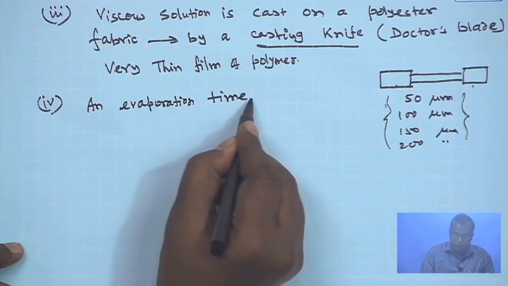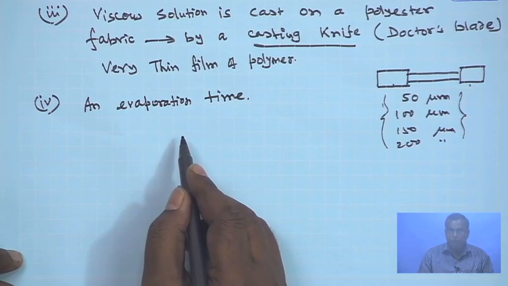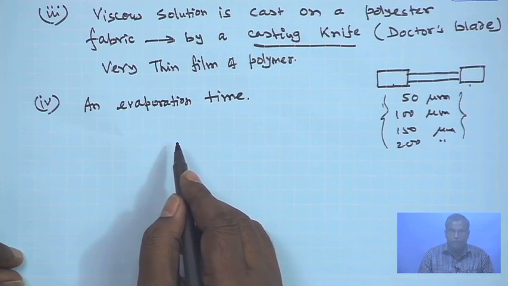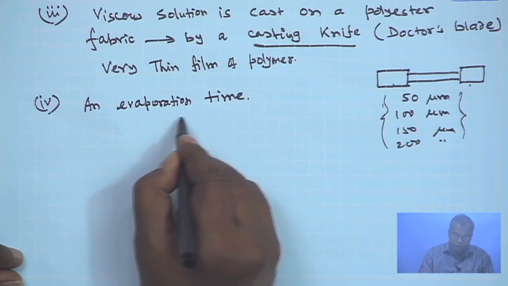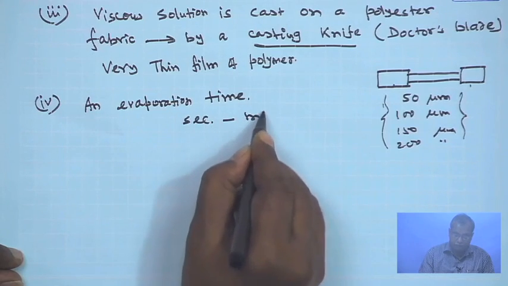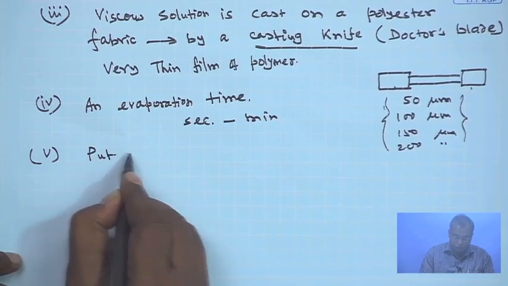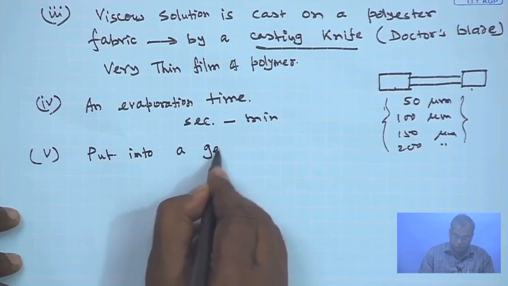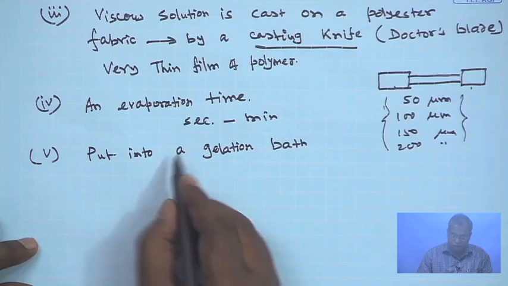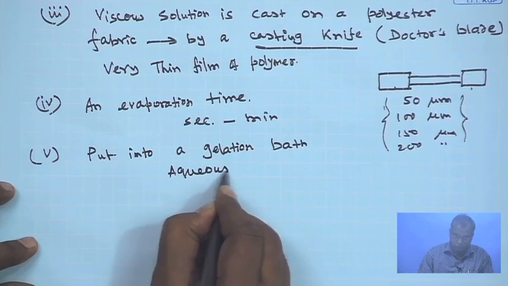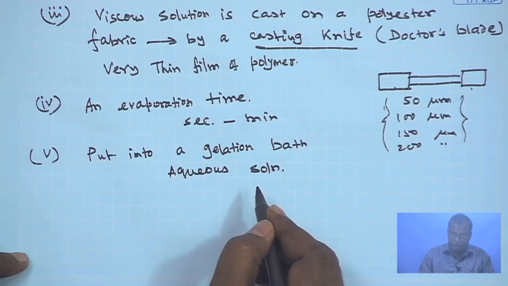What does this evaporation do? During this evaporation, the solvents will evaporate through the polymer film. During their evaporation, fine pores are formed in the polymer matrix, and typically this evaporation time is in the order of seconds to minutes, 1 or 2 minutes. Once that is done, it will be immediately put into a gelation bath. What is a typical gelation bath? A typical gelation bath is basically an aqueous solution, let us say water. Water being an antisolvent, it is a bath of antisolvent to the polymer.